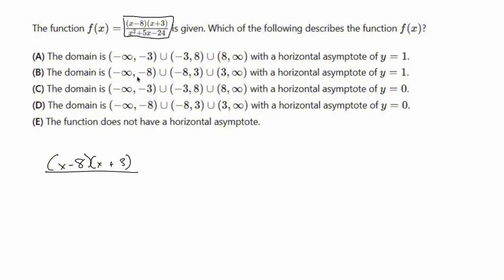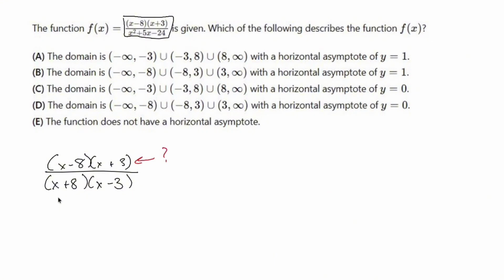I'm going to factor out the bottom, and two numbers that add up to 5 and multiply out to negative 24 are going to be x minus 8, x plus 3. Nope, x plus 8, x minus 3. That was a close one. So if I'm only focusing on the domain, I don't care about the top. Who cares?